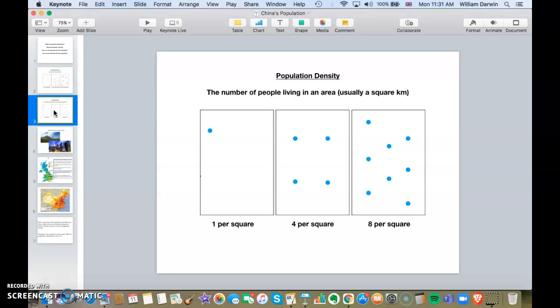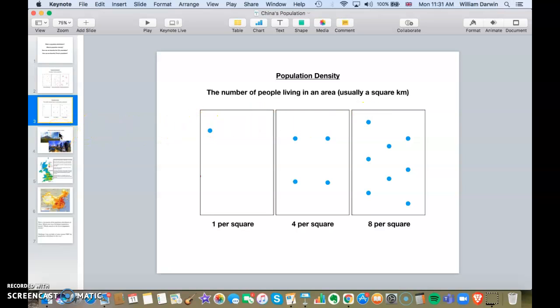And then we've got population density. Population density is the number of people living in an area, and usually in geography that's a square kilometre. So if you imagine a square kilometre, you're then describing how many people live in that square kilometre. And here's an example. In this square we've only got one person per square. In this one we've got 4 people per square, and here we've got 8 people per square. Now, in reality, this is usually going to be a much greater difference.